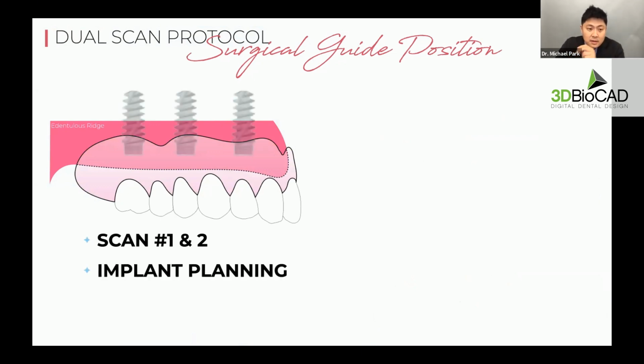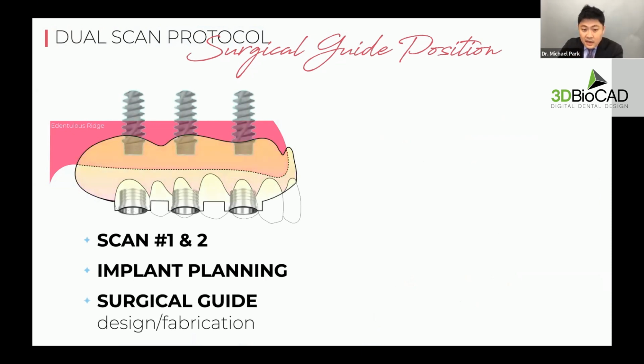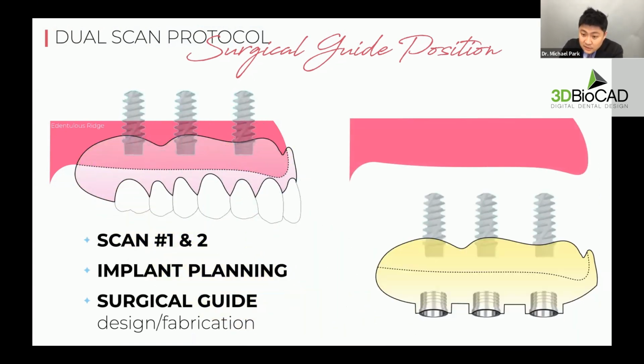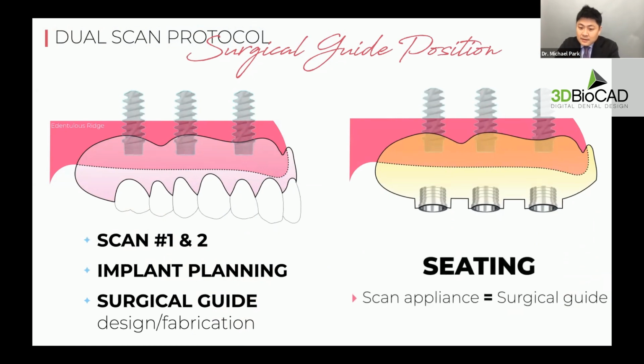So when we do a dual scan protocol, we take the 2 scans and we do our implant planning. And let's say the blue implant that you see on the screen right now is our planned implant. And we design and fabricate our surgical guide. And we go to the mouth and we seat the surgical guide. And let's say the surgical guide is sitting exactly the same way that the scan appliance did. And if we place our implant, the implant will be placed in the correct position. It'll be placed exactly as we planned it.